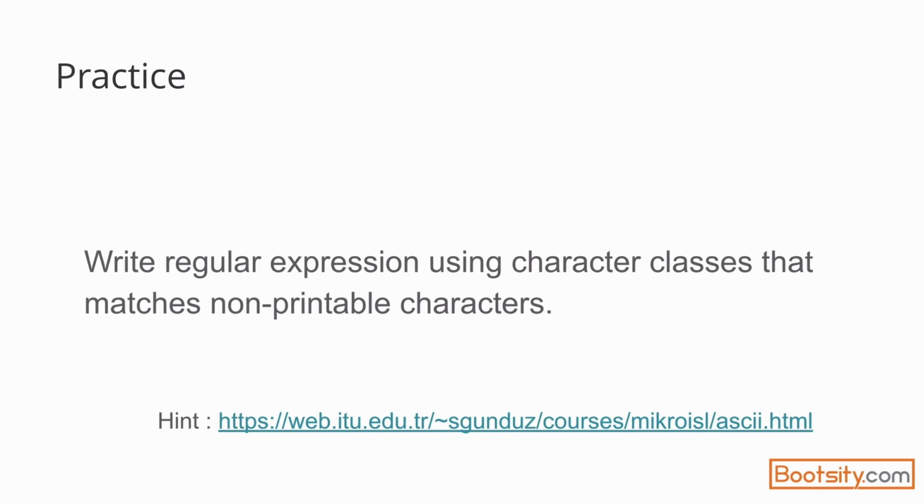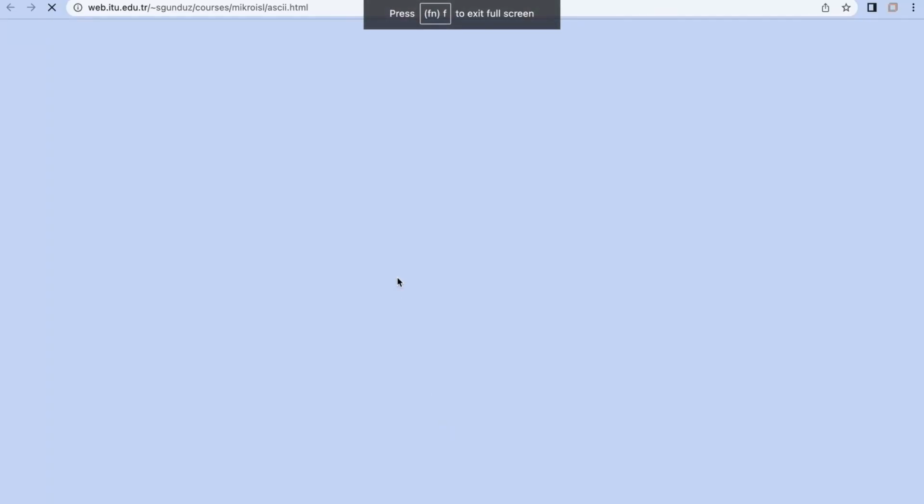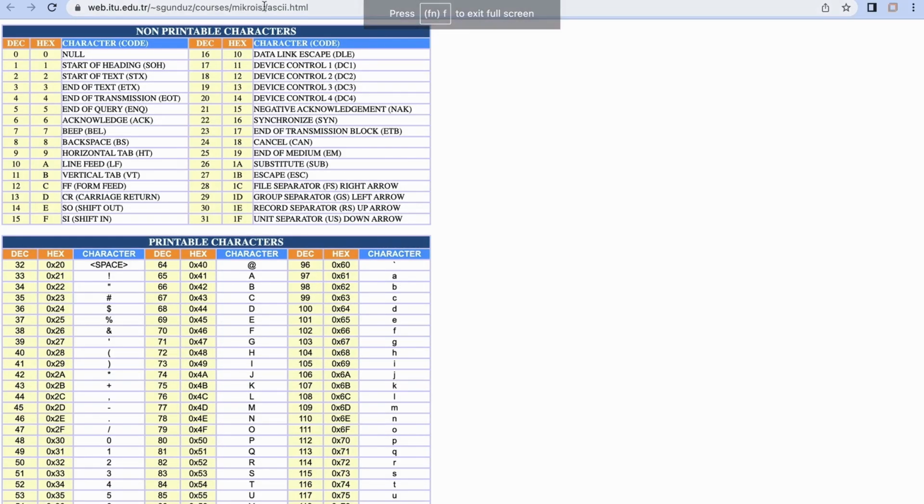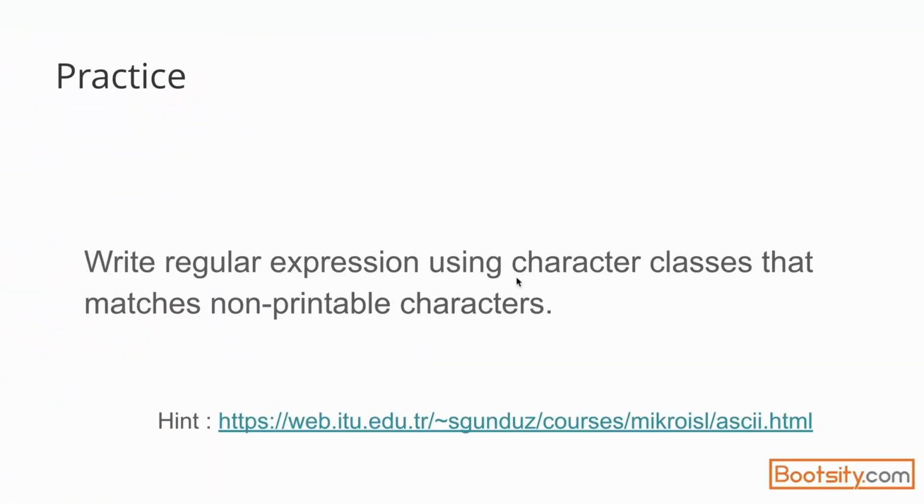Let's write a regular expression using character classes that matches non-printable characters. Non-printable characters can be white spaces, tabs, vertical tabs, horizontal tabs. Here is a hint for you. This link is also available in the description section. You can just click on it. So these are different non-printable characters. You know the decimal value or hex value of these character codes, and from here till here you might want to create a character class and match that. Okay, try writing this regular expression.